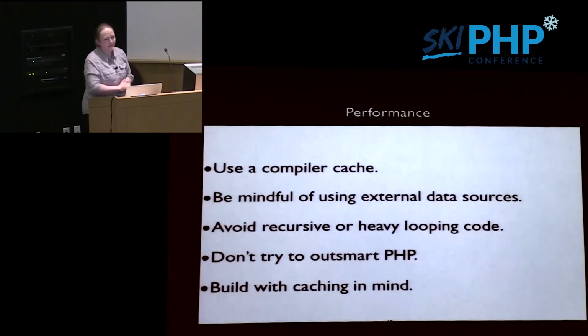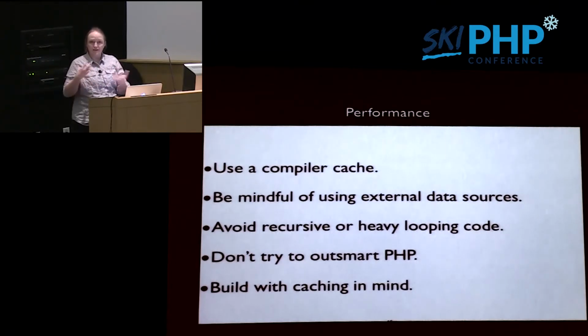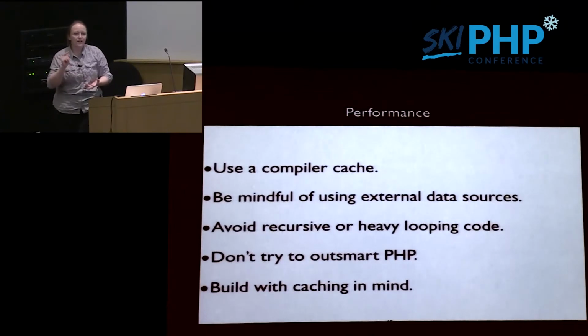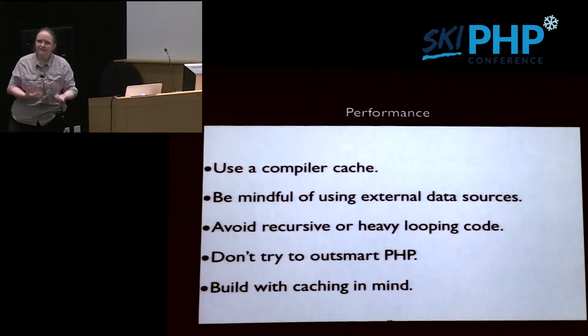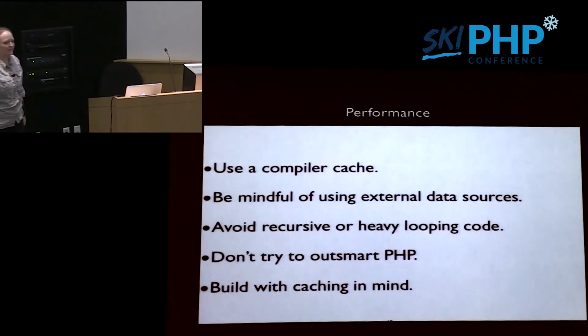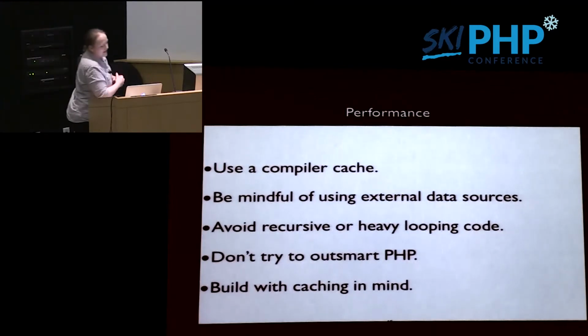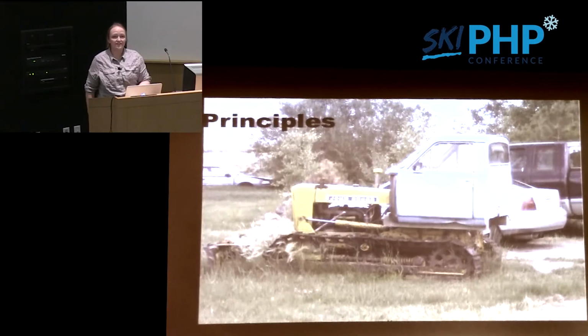Okay, third slide from that presentation. Use a compiler cache. Be careful of using external data sources because they're always the slowest thing, like ads or whatever. Avoid recursion, heavy looping code. Don't try and outsmart PHP. If you look at some of the micro-optimization articles that people write, they'll tell you 1,000 things you can do to make your PHP run faster, and most of them won't, and some of them will actually make it run slower. And whatever you build, build it with caching in mind. So that's interesting. There is nothing in those 2006 slides that I wouldn't tell you to do now. Pretty much all of it is 100% still the same.